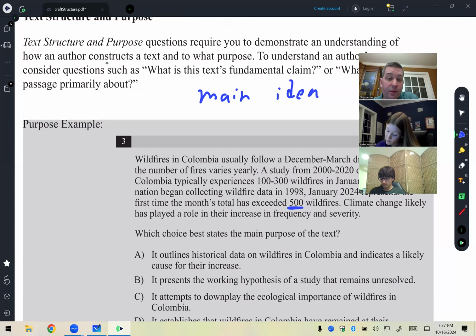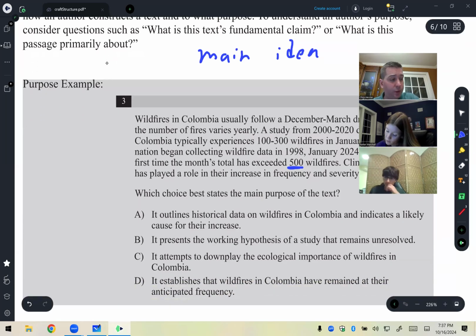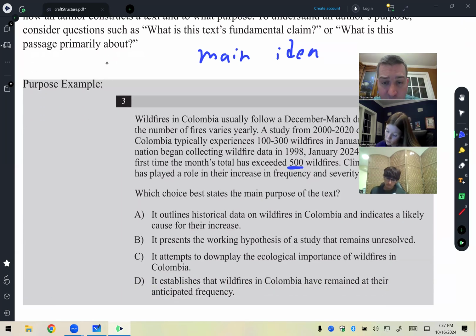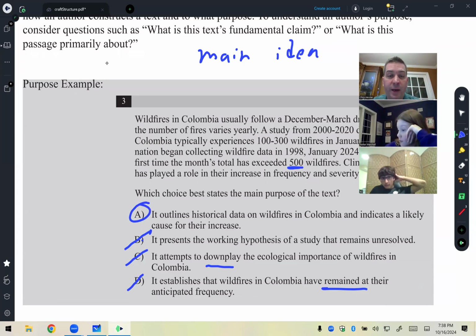So what is the purpose of this text? Let's look at some of the wrong answers. It presents a working hypothesis of a study that remains unresolved. Not really. Does this downplay the ecological importance of wildfires in Colombia? No, that's not the purpose of this. Does it say that they have remained at their previous frequency? Nope. We're just utilizing historical data to demonstrate that it has increased, and we are provided with a reason, which was A. So they'll ask you about the purpose of a text. It's very similar to a main idea question, in my opinion.